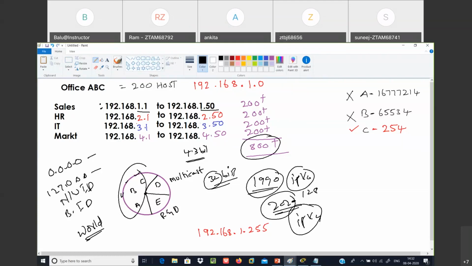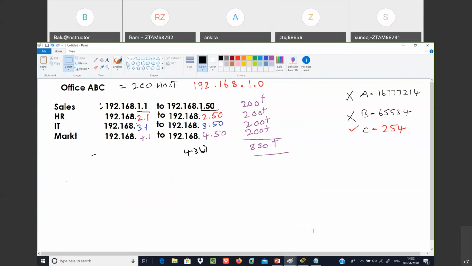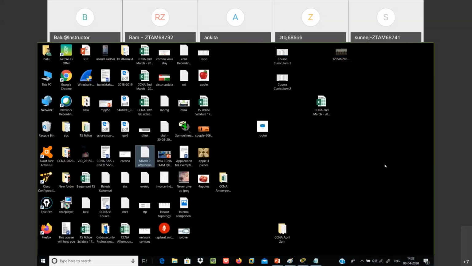this wastage of IP addresses we need to minimize. For 4 departments, 800 IPs are being wasted, right? If you minimize that wastage, if you reduce that wastage, you can survive easily, right? How can we minimize the wastage of IP addresses? How to reduce the wastage of IP addresses? Let's take a small, simple scenario, a general example.